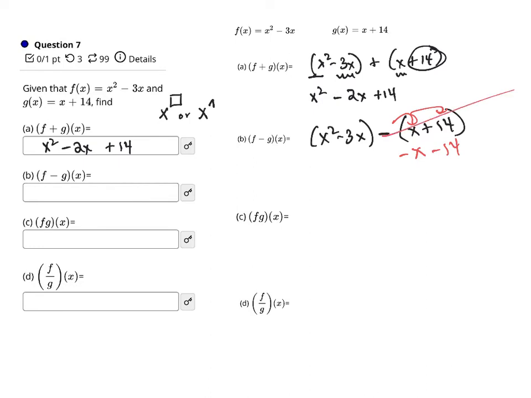So now I'm going to combine my x squared. Well, there's only one x squared. Now I'm going to have minus 3x and minus x. Signs are alike, so I add, get a negative 4x. And then my constant term is minus 14. So this is x squared minus 4x minus 14.